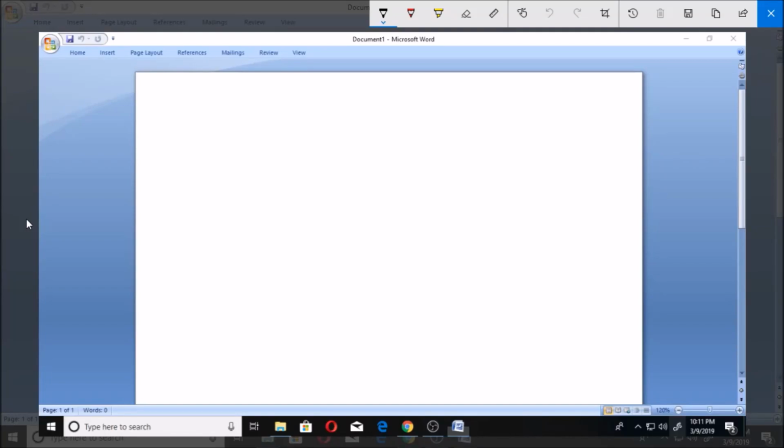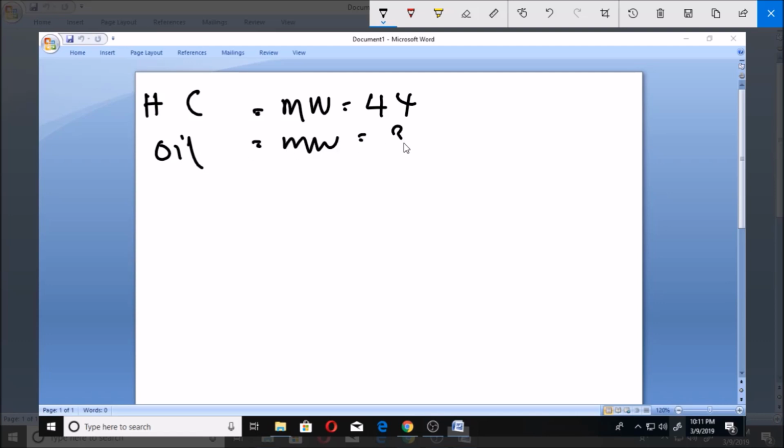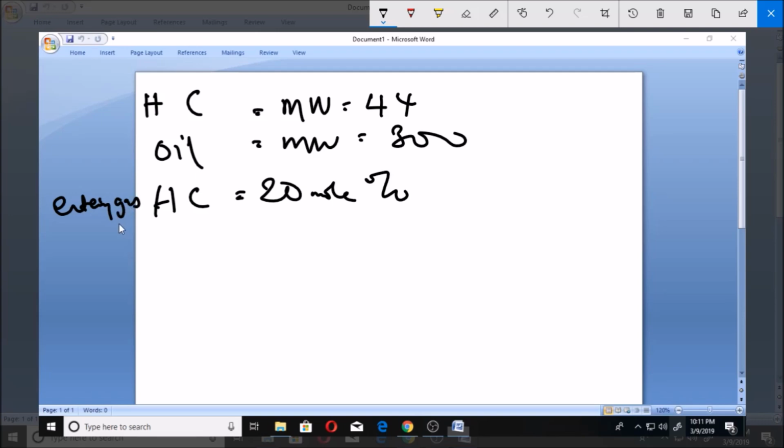Yes, let's look at this question number 2. A gas stream containing a valuable hydrocarbon with molecular weight 44 is to be scrubbed with a non-volatile oil with molecular weight 300 in a tower packed with 1-inch raschig rings. The entering gas analysis has 20 mole percent hydrocarbon, and 95% of this hydrocarbon is to be recovered.